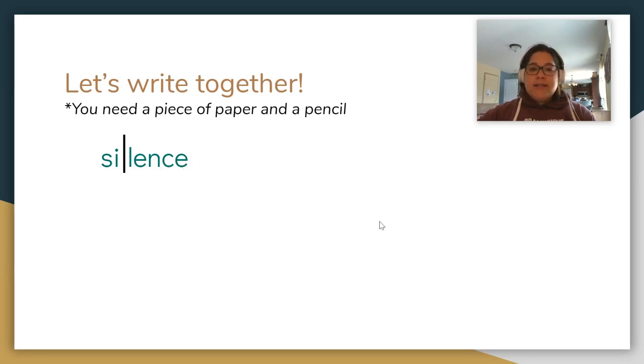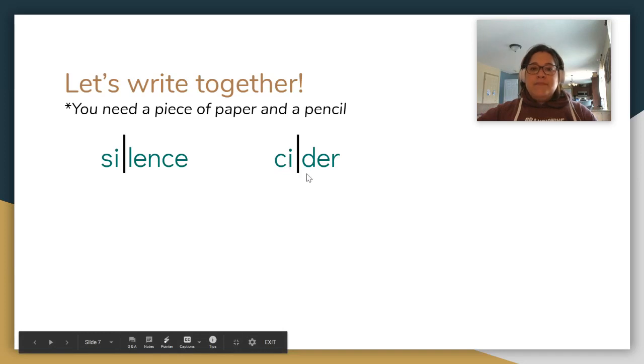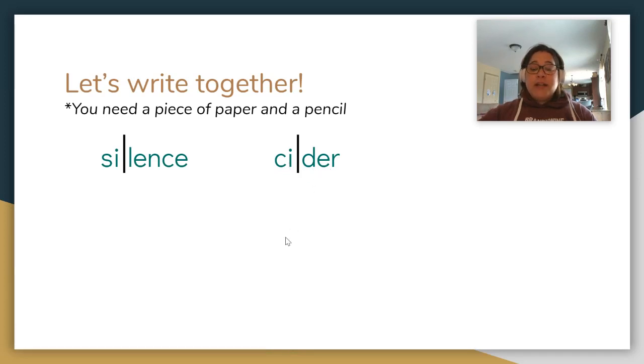S-I-L-E-N-C-E. Next word. Cider. Apple cider is one of my favorite things to drink in the fall. Cider. Are you ready? Cider. Two syllables. C-I-D-E-R. Cider. Next one. Bison. A bison is a large animal. Bison. Let's check it. Bison, two syllables. B-I-S-O-N. Bison.